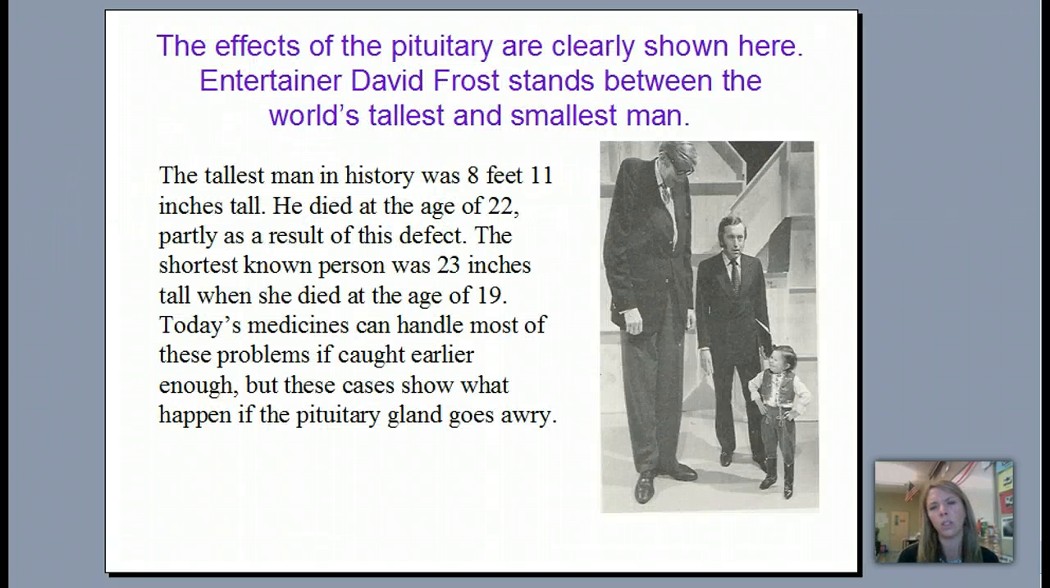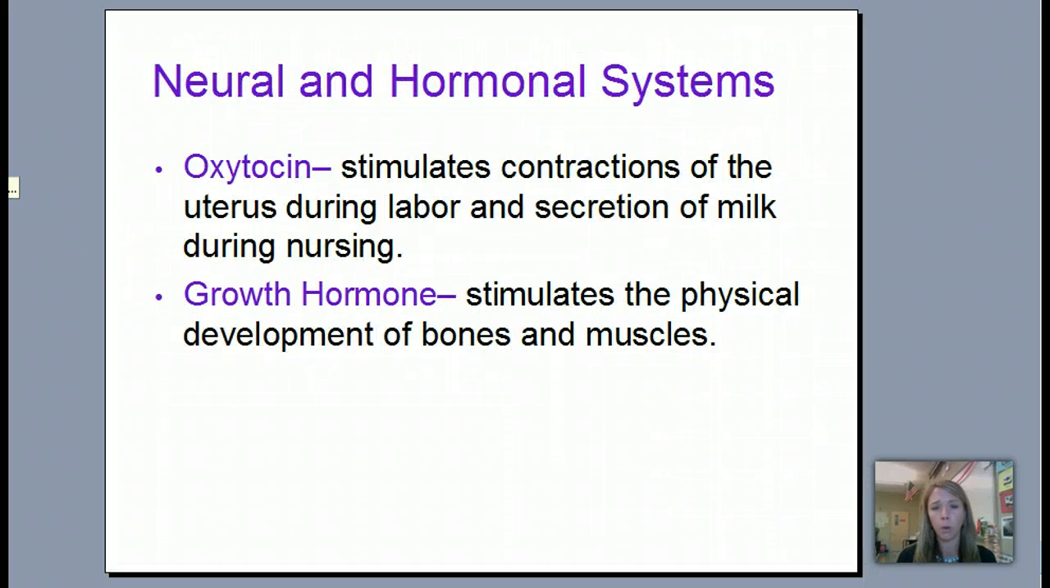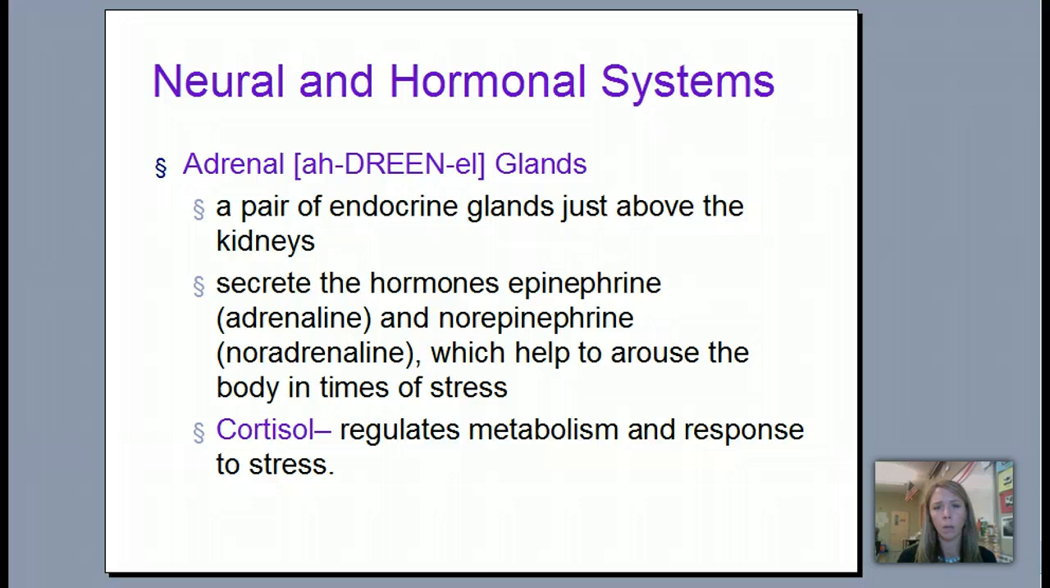This is just a quick little slide that talks about the somatotrophic growth hormone. This is the tallest man. He's 8'11". This is the shortest man. He was 23 inches, and this is a TV host. So both are talking about things that went wrong with the pituitary gland. All right, so keep going. Oh, and delete that slide. We already talked about that. So oxytocin stimulates muscles during labor, and then milk afterwards, and my growth hormone stimulates development of bones and muscles.